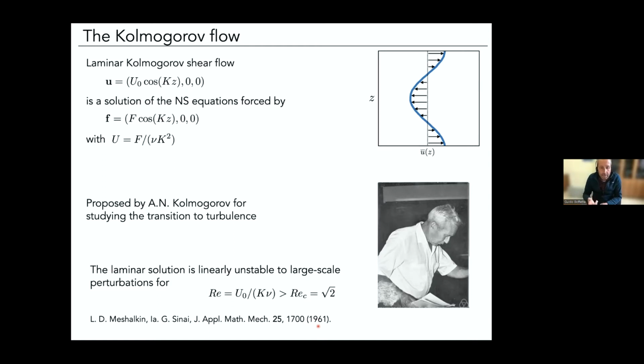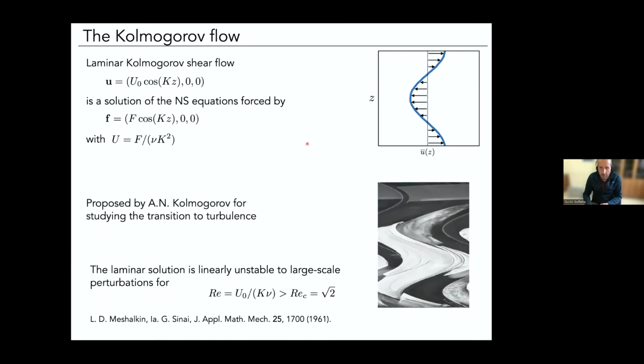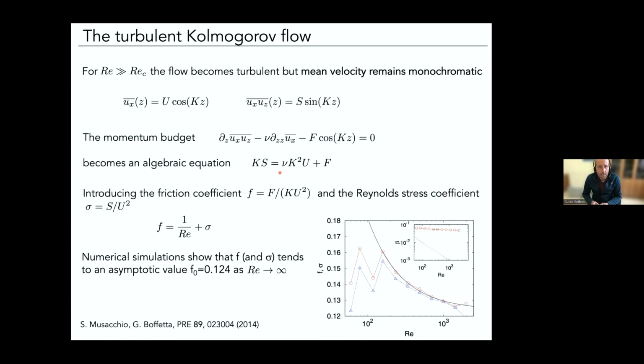And when you increase the Reynolds number, the Kolmogorov flow becomes chaotic and eventually becomes turbulent. This is an example of the Kolmogorov flow with its particular density field. But now, if you consider the turbulent Kolmogorov flow, the remarkable property is that the mean velocity remains monochromatic. So the mean velocity has the same profile as the laminar profile. The Reynolds stress is also monochromatic, and so the momentum budget that you can write as a stationary condition becomes simply an algebraic equation for the coefficients.